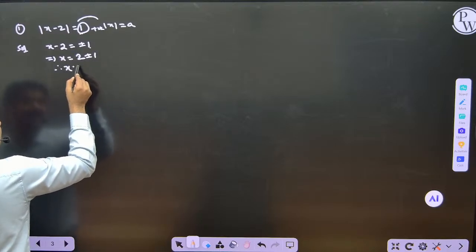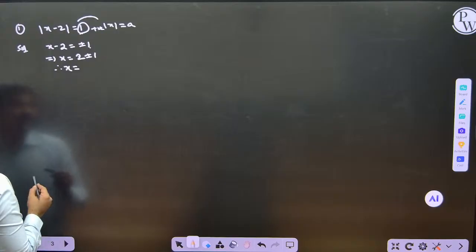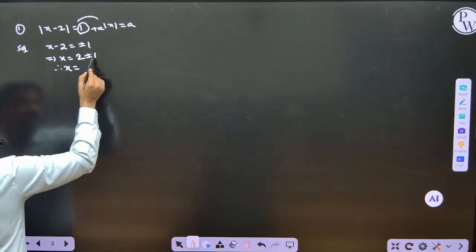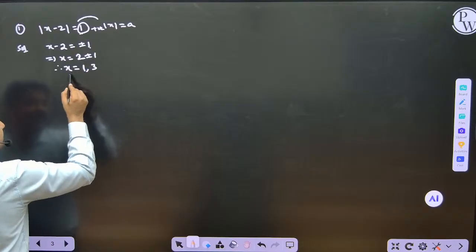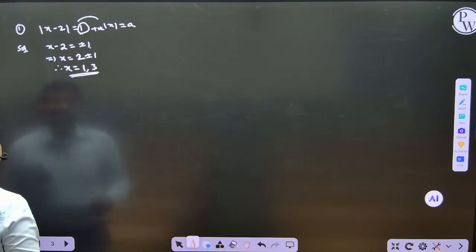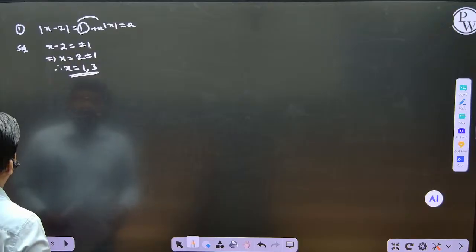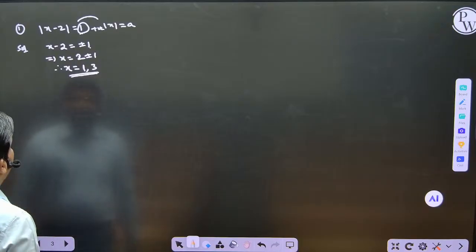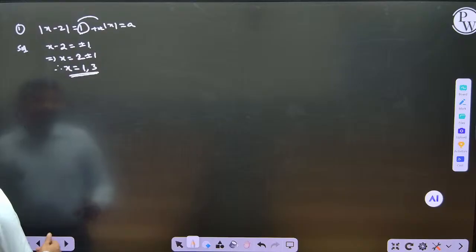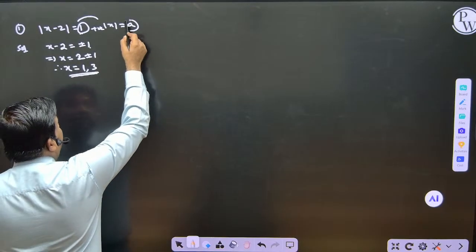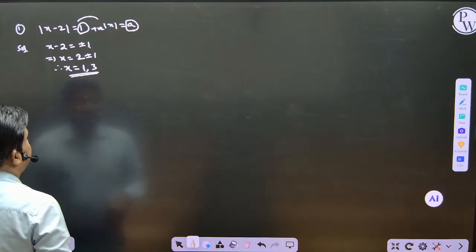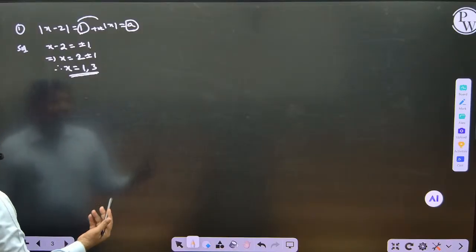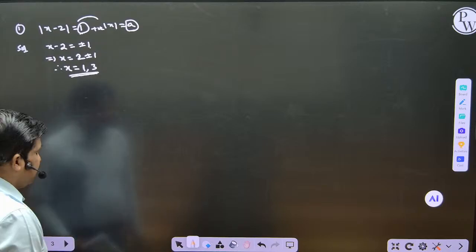Therefore, x is equal to what? One time you take a minus sign, 2 minus 1. Another time you take a plus sign, that is 3. So x is equal to 1, 3. But this is the formula: mod x is equal to a form. The a should be non-negative, meaning either positive or 0. If it is negative, such a solution never exists.